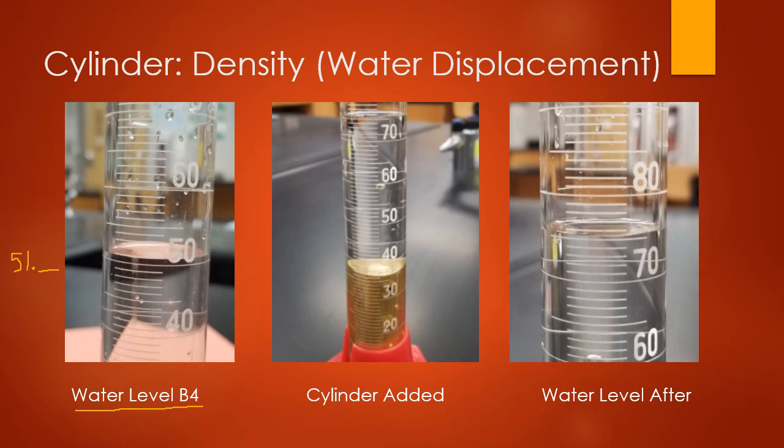Once you record the water level before, the cylinder is then added. So that's what you can see in this middle picture here. You can see that metal cylinder in the graduated cylinder. And notice the water level rose. Before, it was around the 50 mark. Now it's way up here past 70.